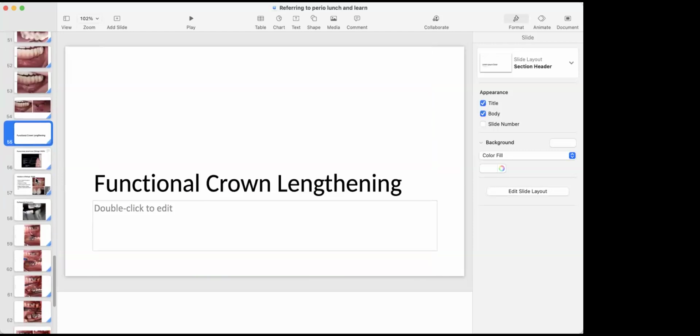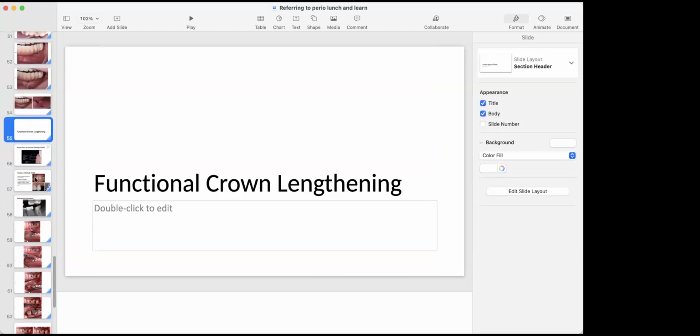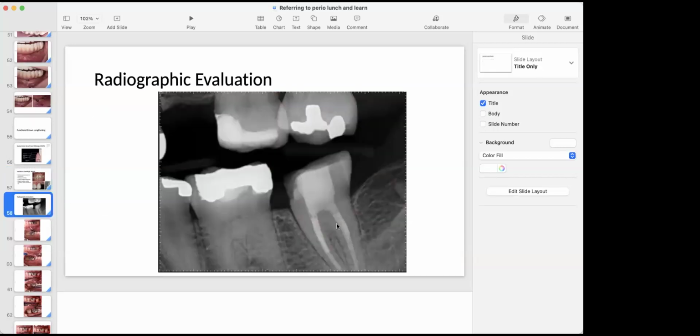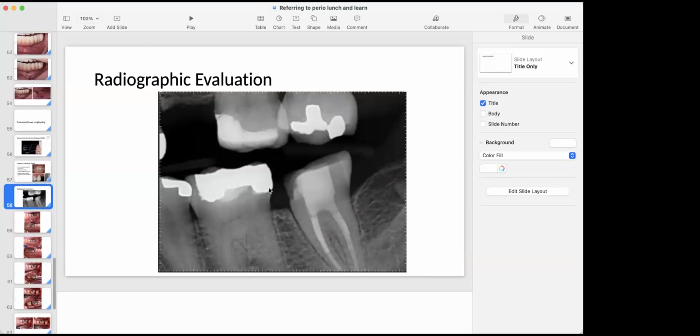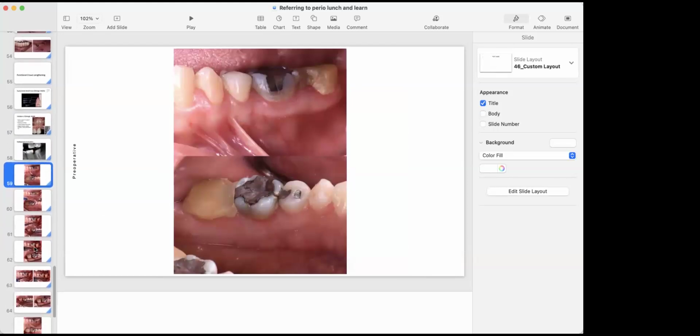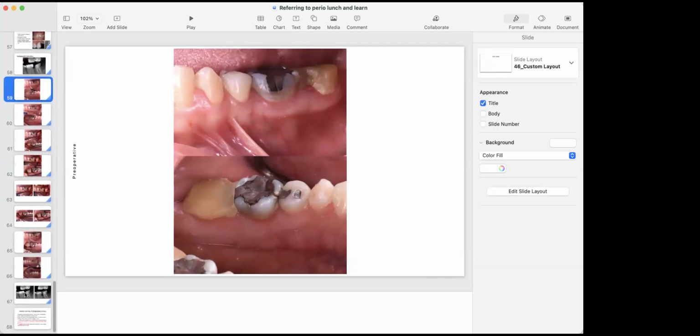I know we're running low on time, but I can quickly show you guys a crown lengthening case. This is where we have invasion of biologic width. We have the margin of the crown sitting way too close to the bone. A lot of these patients will come in with pretty bad temporaries that don't fit properly, or a permanent crown that keeps popping off. So I'll just quickly show the before and after.